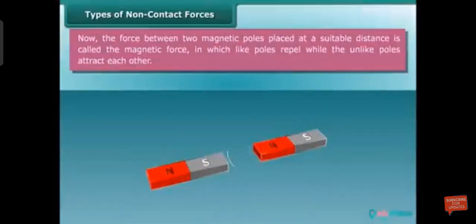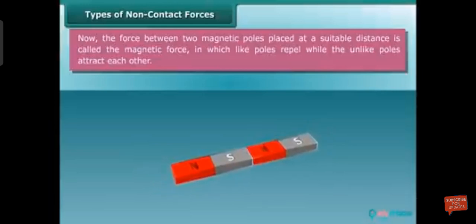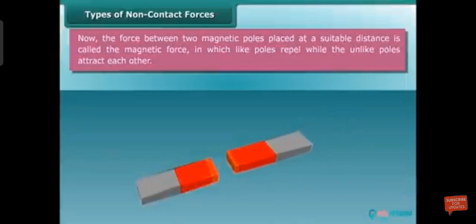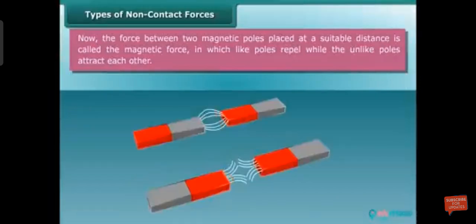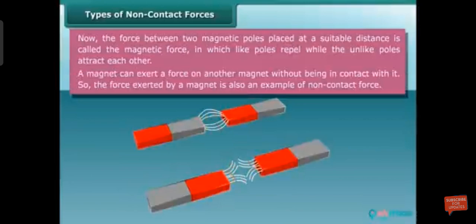Now, the force between two magnetic poles placed at a suitable distance is called the magnetic force, in which like poles repel, while unlike poles attract each other. A magnet can exert a force on another magnet without being in contact with it.